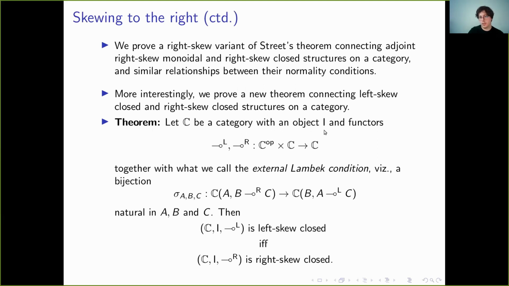So if you have a category with a unit and two lollies, so we indicate with lolly L and lolly R here, together with the following condition that we call the external lambic condition, which says that there is a bijection sigma that is natural in A, B, and C of this form. So this takes a morphism from A into B lolly R C into a morphism from B into A lolly L C. We call this the external lambic condition.